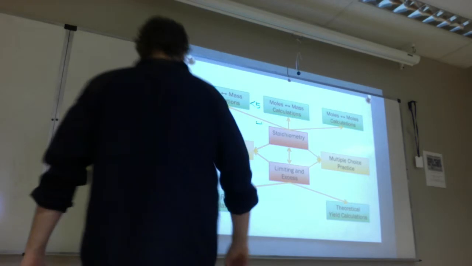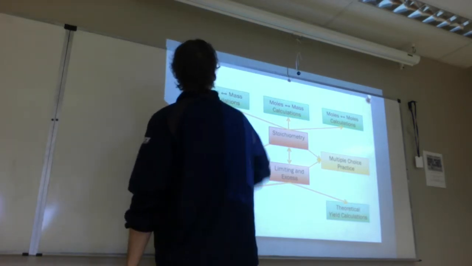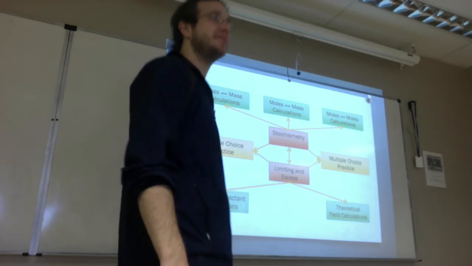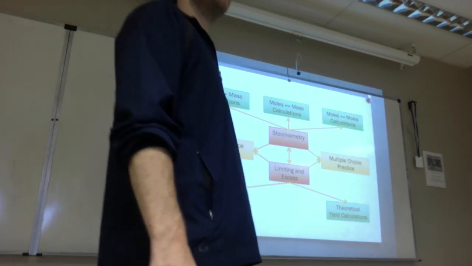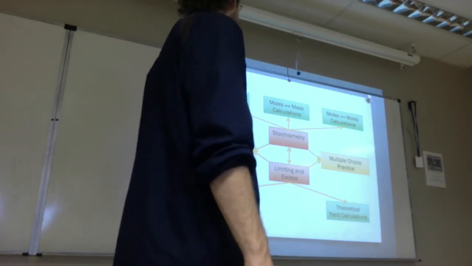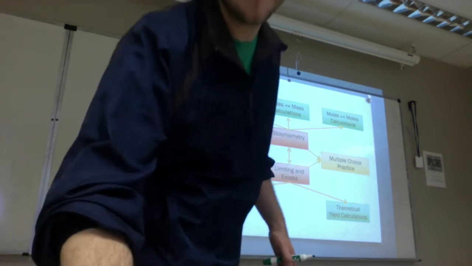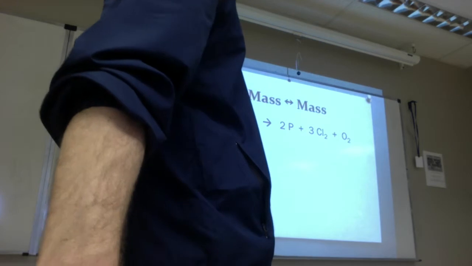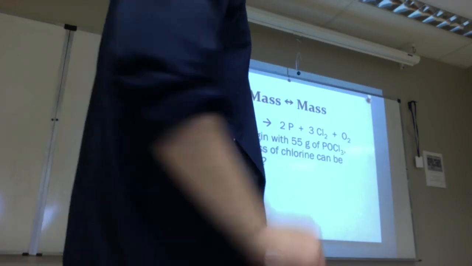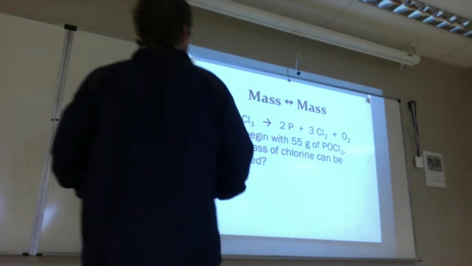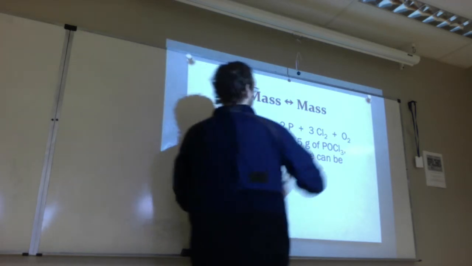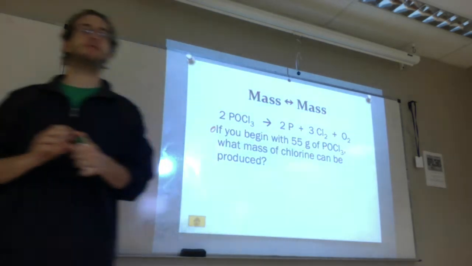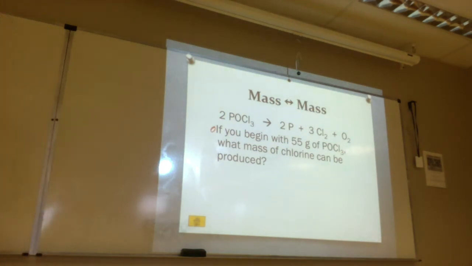Good. Now what? Something easy. Mass to mass? You good? Sure. Okay. Moles to moles is easier, but mass to mass. If you begin with 55 grams of POCl3, how many grams of chlorine can be produced? You guys give it a shot. I feel like you guys should be able to rock this pretty well.